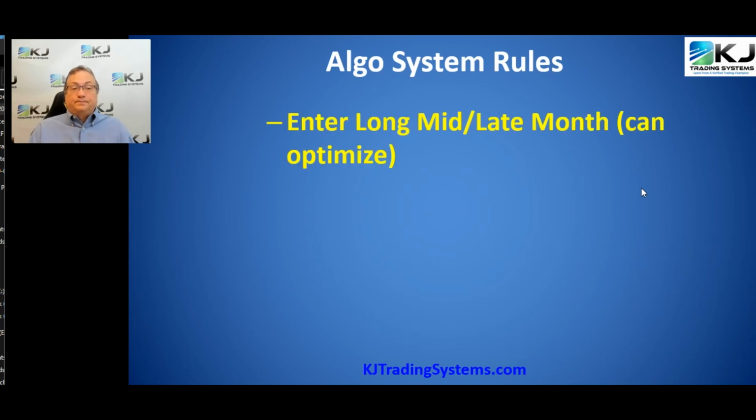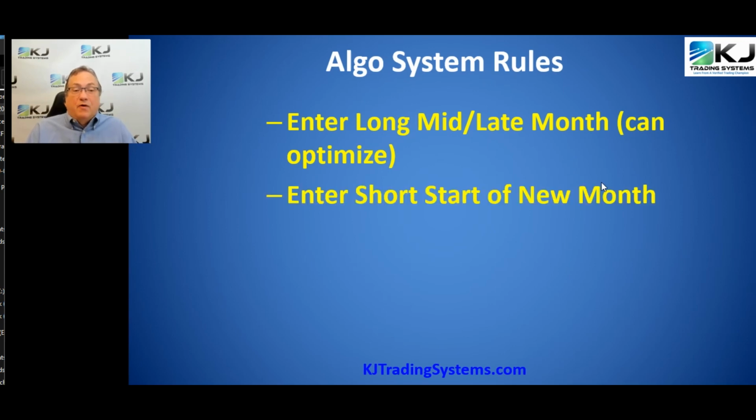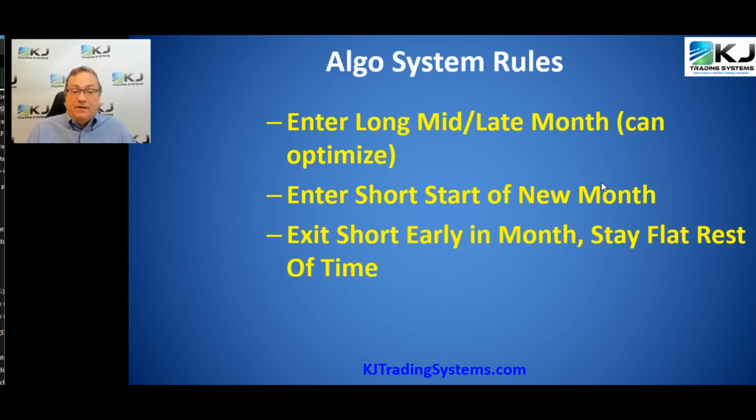Now the rules, we're going to enter long mid to late in the month, and we're going to reverse that long and go short at the start of a new month. And we're going to be short just that early part of the month, and at some point we're just going to exit the short. We're not going to go long, we're just going to go flat, and then we're going to be flat until the next time we have to go long.